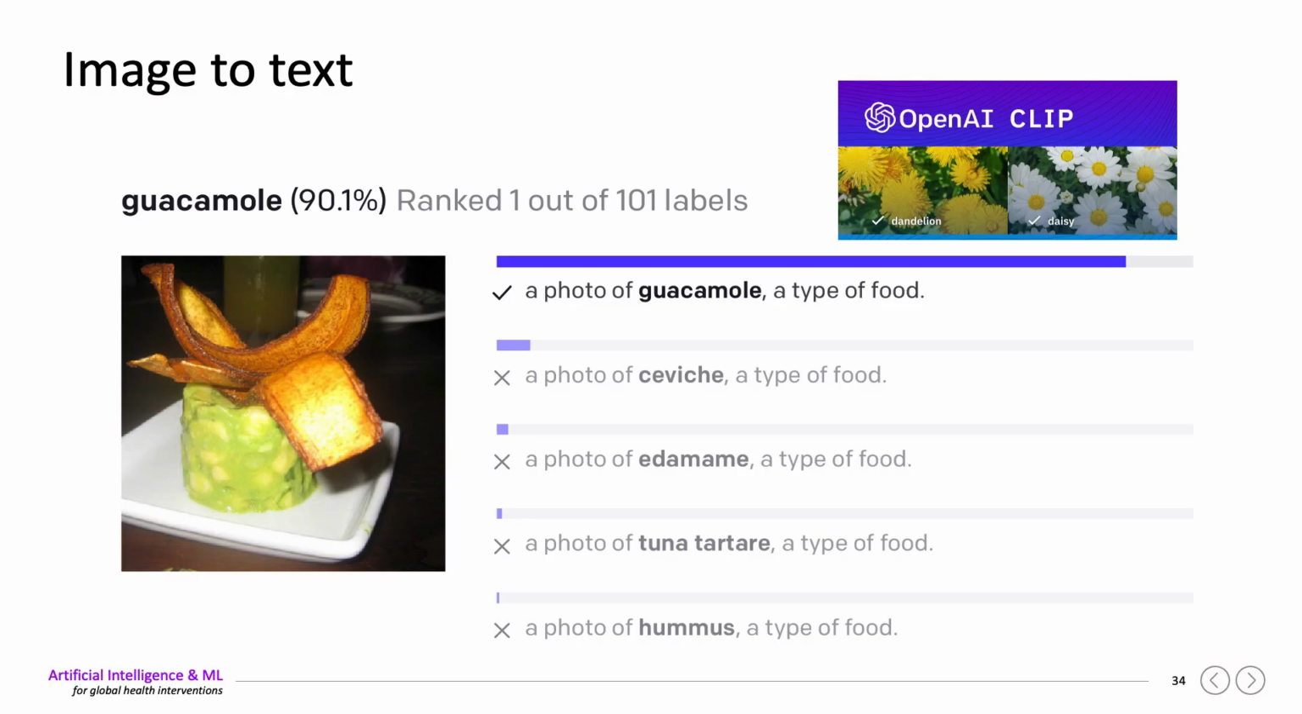This slide moves to image-to-text and multimodal models, illustrated with OpenAI's CLIP. CLIP learns a shared embedding space for images and text, so it can match an image to the most likely textual description without task-specific training.